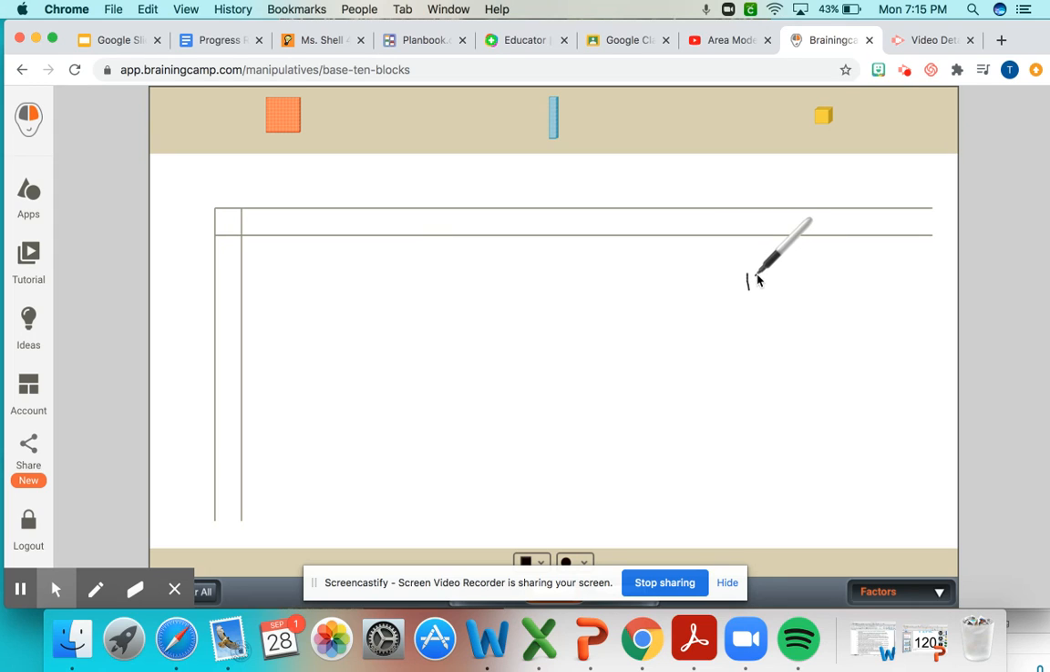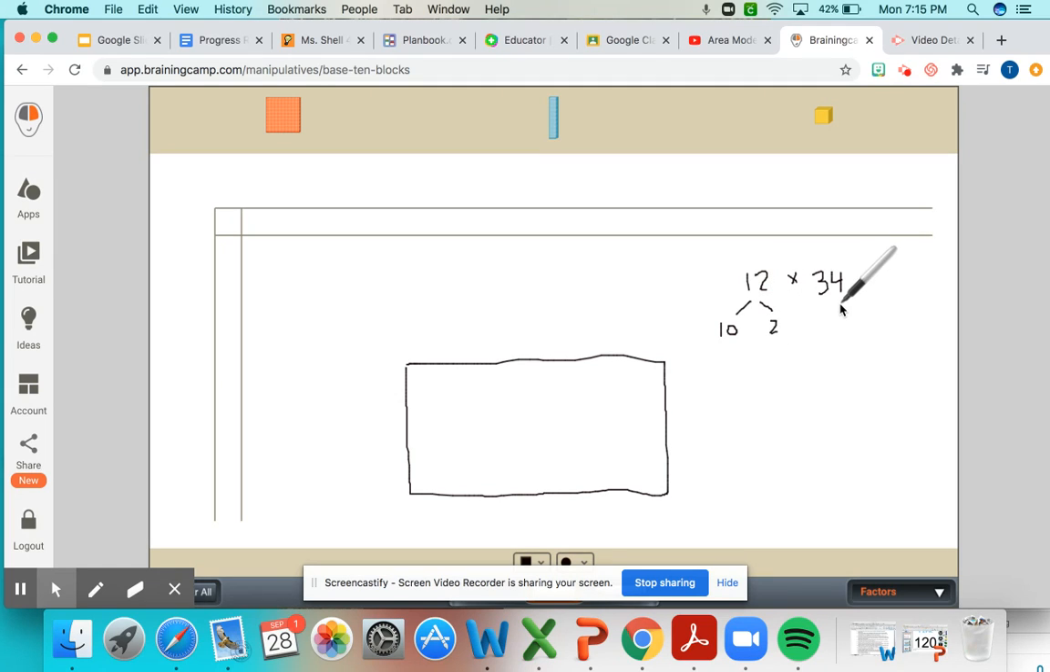So we'll do the same problem we just did, which was 12 times 34. So without my blocks, I'm going to draw my rectangle, because when we did finish solving our partial products, we were left with a rectangle and then added up the parts. And I'm going to break apart my numbers into what we call expanded form, because area model is all about breaking apart our factors and multiplying each value.